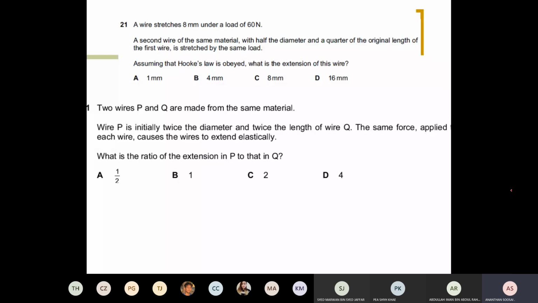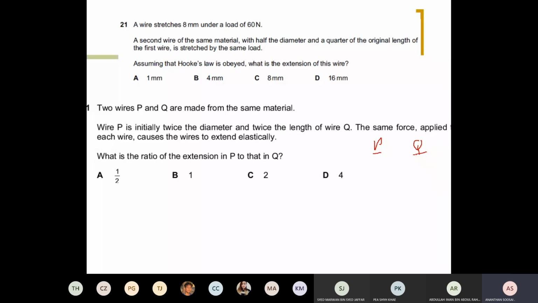Two wires P and Q made from the same material. That means both of them have the same Young modulus. Wire P is initially twice the diameter, twice the length of Q. The same force causes each wire to extend elastically. What is the ratio of extension of wire P to wire Q? I received another answer stating A, half. Is it half? Okay, let's see. One said B, one said A.